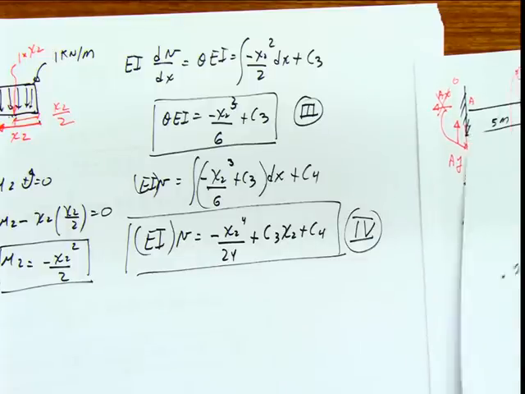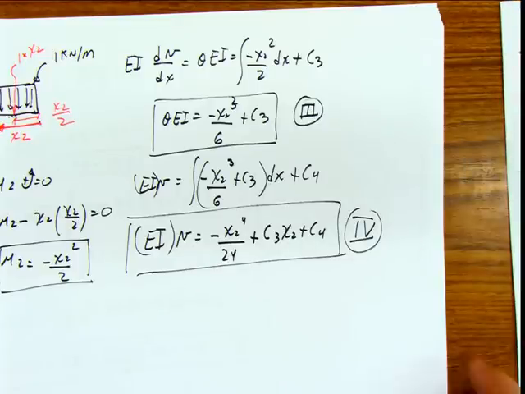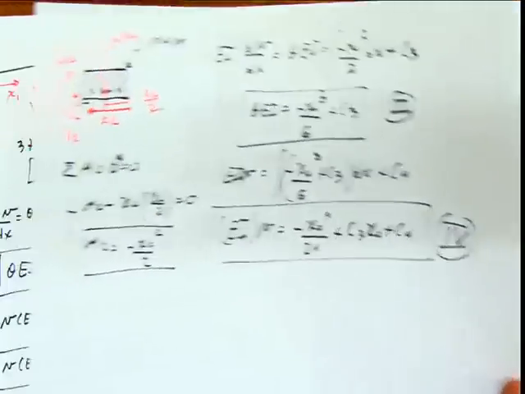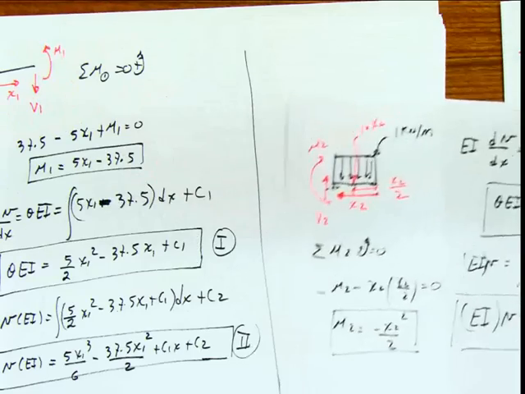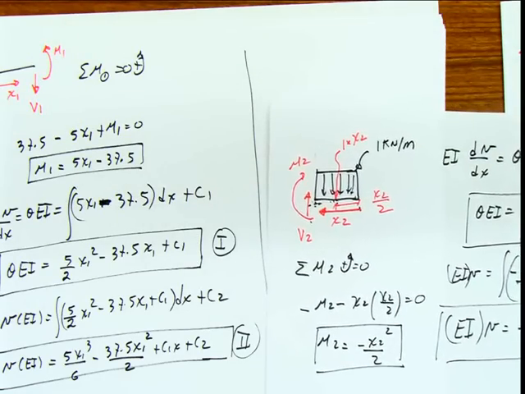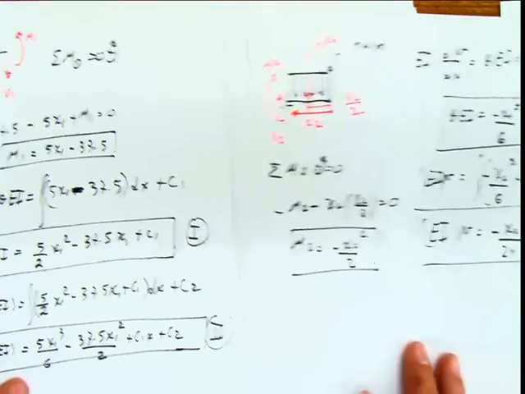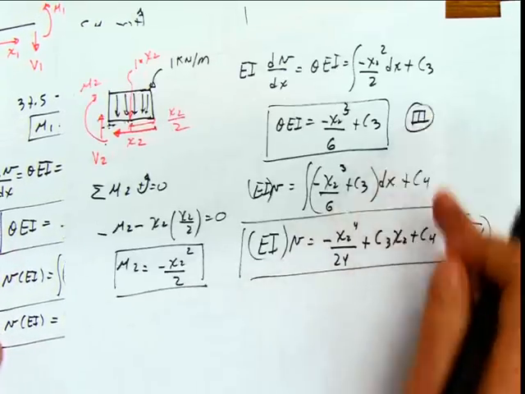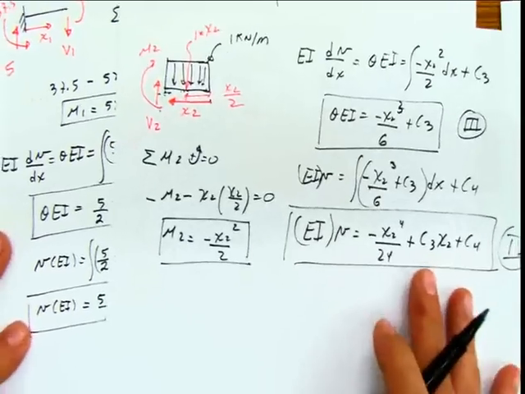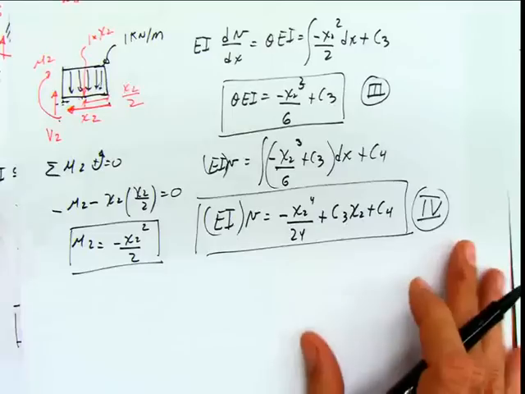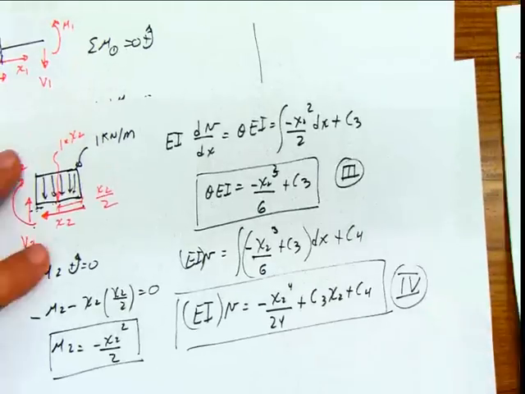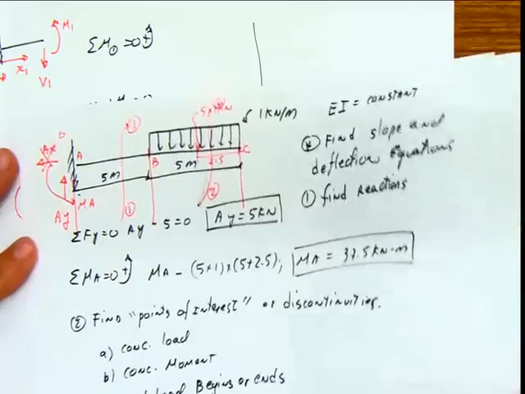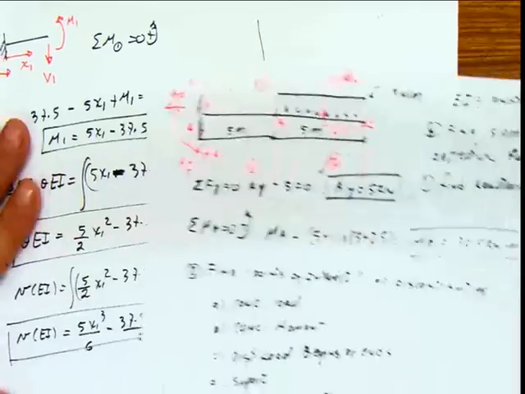Now, based on my previous equations and these ones also, 1, 2, 3, 4, we have to find our constants. We have this equation, this equation, this equation, and this equation. But let's analyze what those equations really mean. Let's start with this part first.